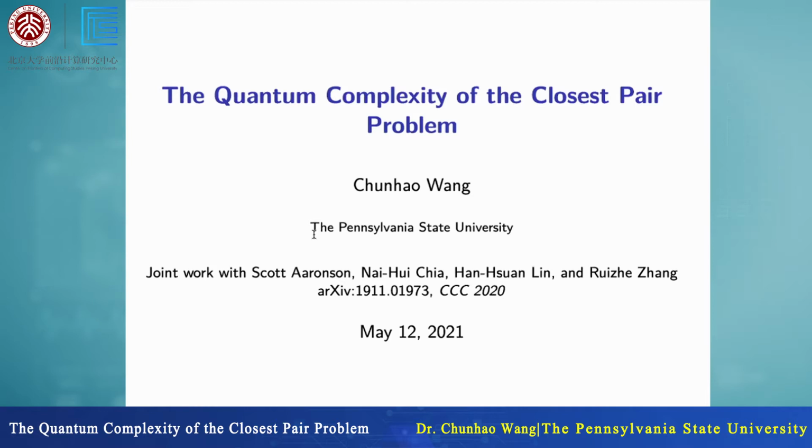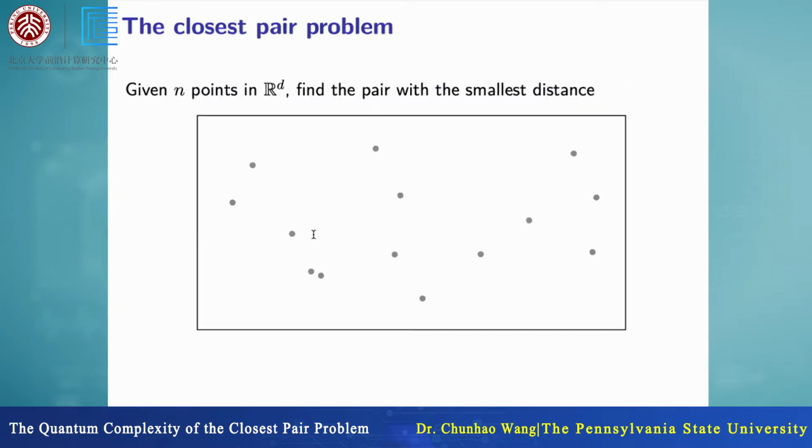So let me start by stating the problem, the closest pair problem. The problem is very straightforward. We're given n points in some d-dimensional space, and we want to find the pair with the smallest distance. Here, two parameters are very important. N is the number of points, and d is the dimension.